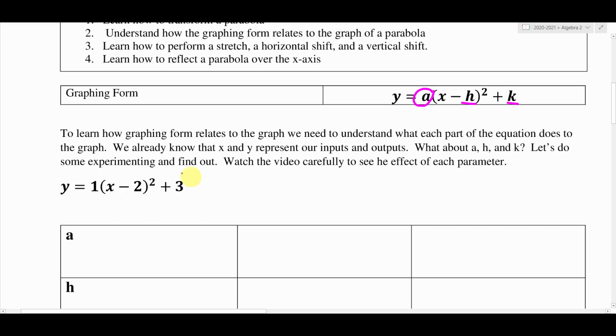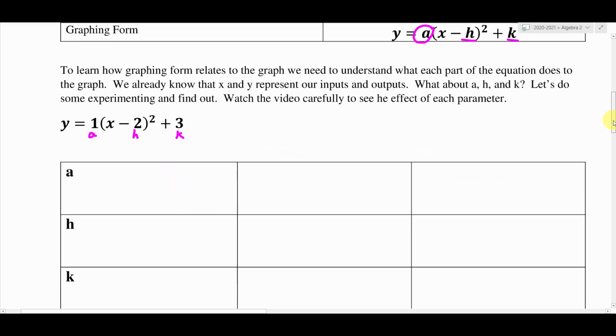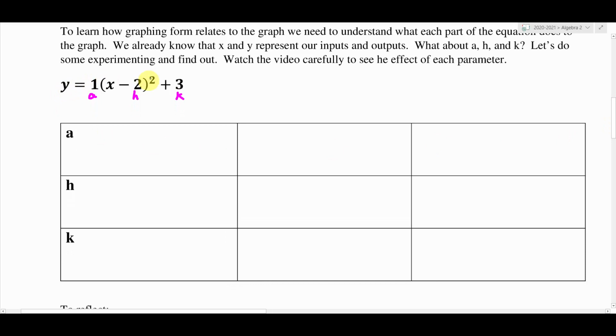So I came up with an example parabola that we see here. So we're going to work with this equation, and we can see our A value here is going to be 1, our H value is going to be -2, and then our K value is going to be +3. All right, and we're gonna go experiment on a graph, and we're gonna change those values a little bit so that we can see what effect they're having on our parabola, and then we'll kind of write this in our table here as we figure that out.